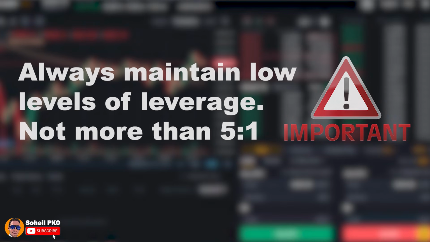So always maintain low levels of leverage, not more than 5 to 1 as I mentioned earlier, and choosing the leverage in this range depends on the condition of the market, the volatility of the asset, and the condition of the specific position that you're opening. As I said, most successful and profitable traders rarely go higher than 5 to 1, and on average they stay around 3 to 1.